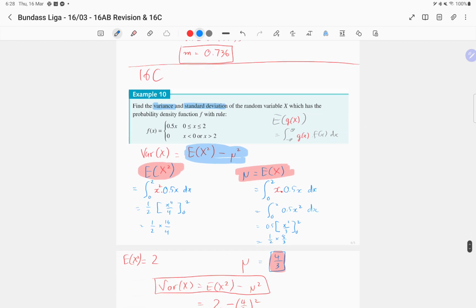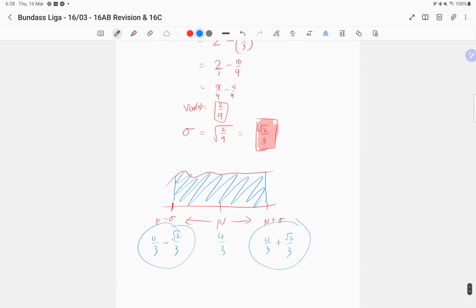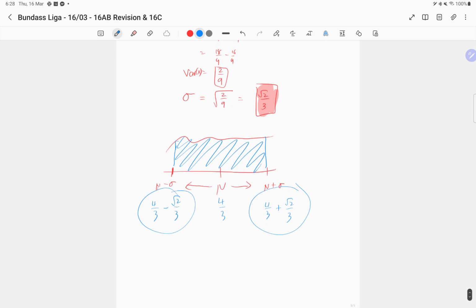Wouldn't it be 2 sigma? No. So we're finding the area. So remember, you're anti-deriving. It's not just take this minus that. You're anti-deriving between these two values.